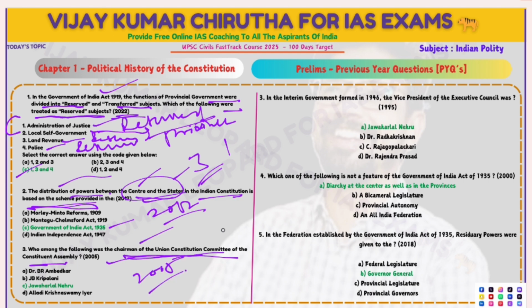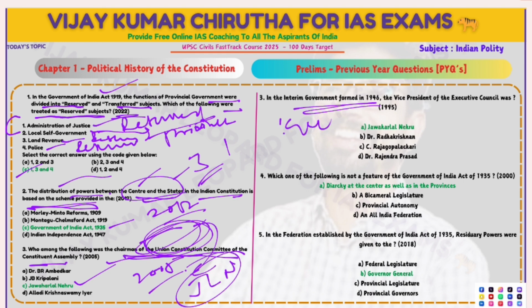The chairman of the Union Constitution Committee of the Constituent Assembly was Jawaharlal Nehru. Remember that the Union is related to Jawaharlal Nehru only. In the interim government formed in 1946, the vice president of the executive council was Jawaharlal Nehru.